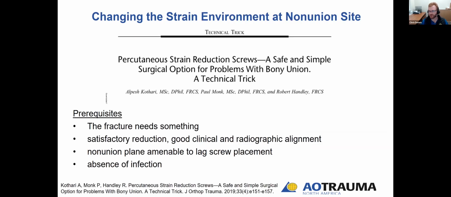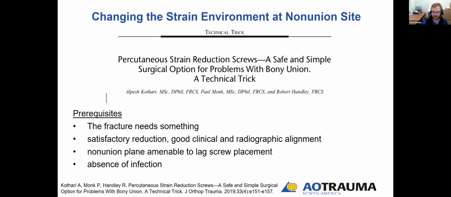This isn't just going off the deep end here. This actually has been published in Tips and Tricks, or Technical Tricks, the percutaneous strain reduction screws by Robert Handley's group, the Bob screw as it might also be referred to. There are some prerequisites though, of course. You need to have a satisfactory reduction and good alignment. So you're not going to change rotation with these at all. You're just going to increase the stability there.